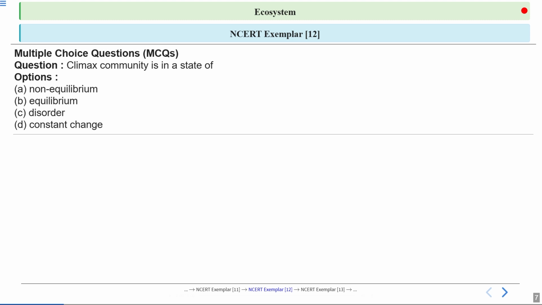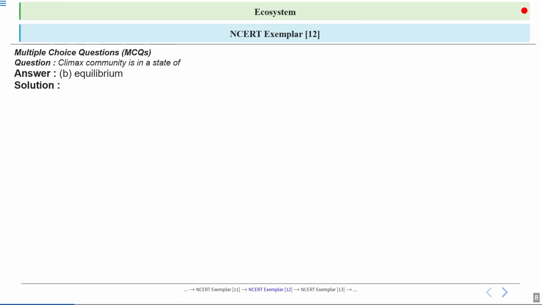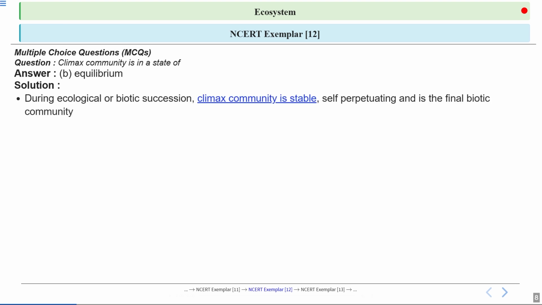Climax community is in the state of. What are the options? Non-equilibrium, equilibrium, disorder, and constant change. What will be the correct answer? Here, the correct answer is option B, equilibrium.